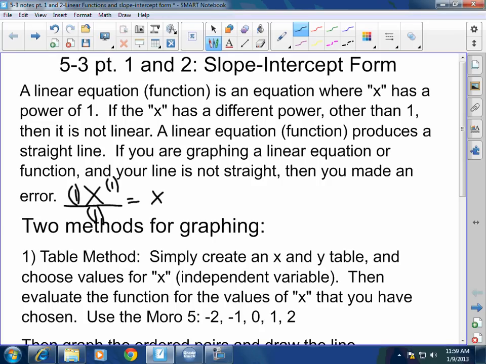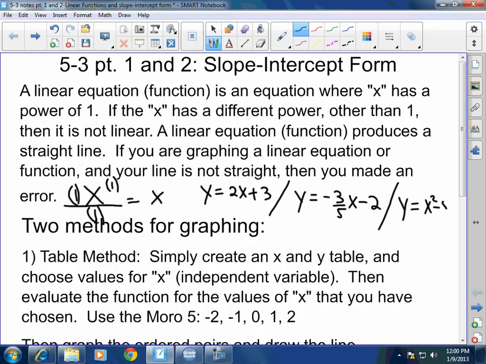So whenever you have an x or a y or any variable or any number, it is always being multiplied, divided, and raised to a power of 1. So if I see y equals 2x plus 3, that's linear. y equals negative 3/5 x minus 2. That's linear. But if I see y equals x squared minus 5, no, not linear. Okay? So that's the first thing. The power of x always has to be a 1.